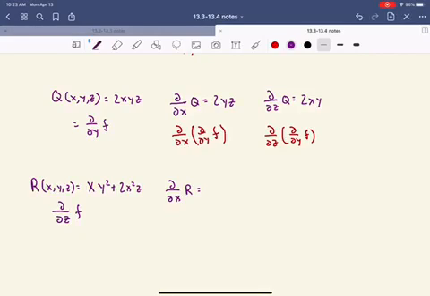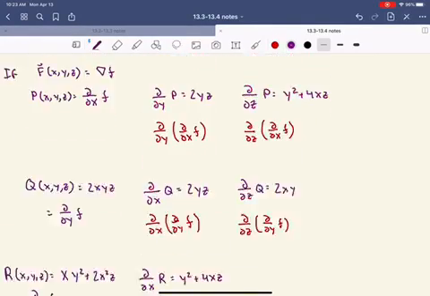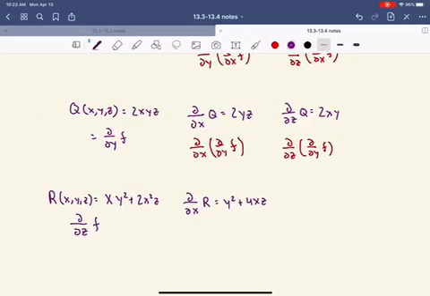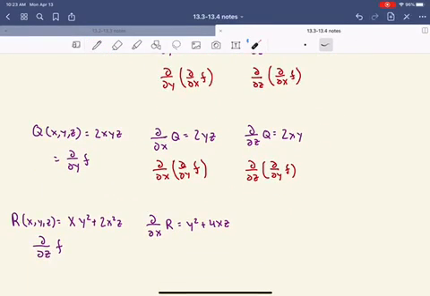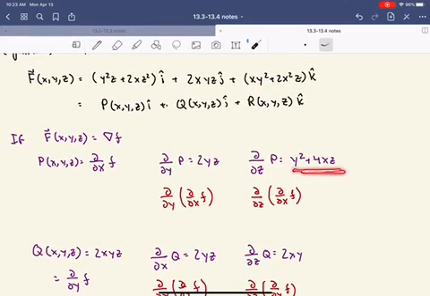The derivative with respect to x here is going to be y squared plus 4xz. Very easy to make a mistake here. But it matches. So this y squared plus 4xz matches with what we got up here.